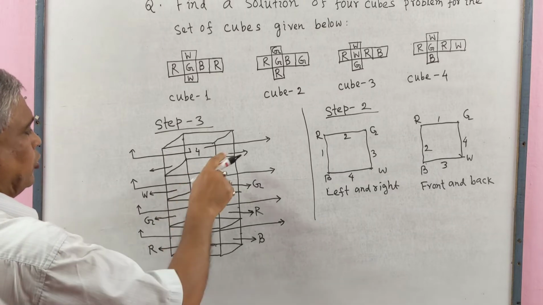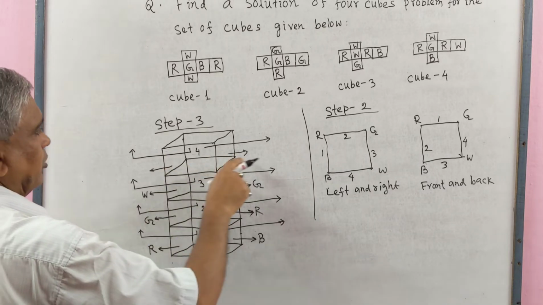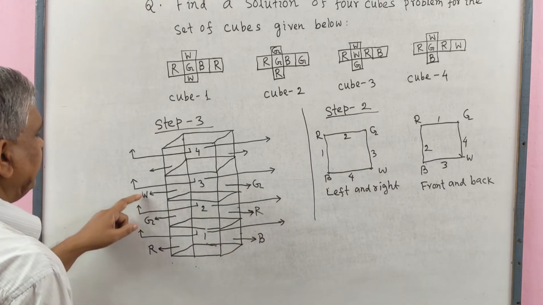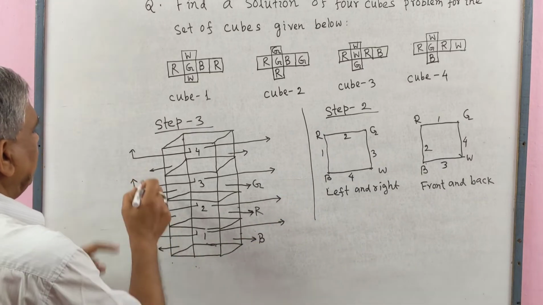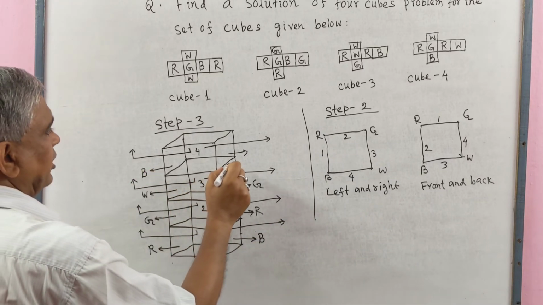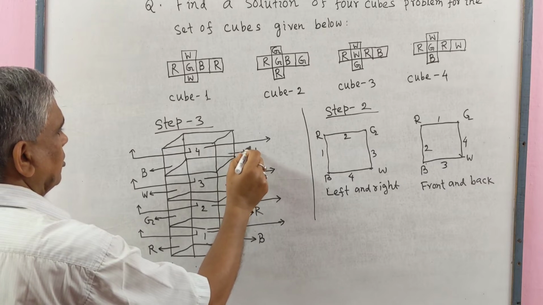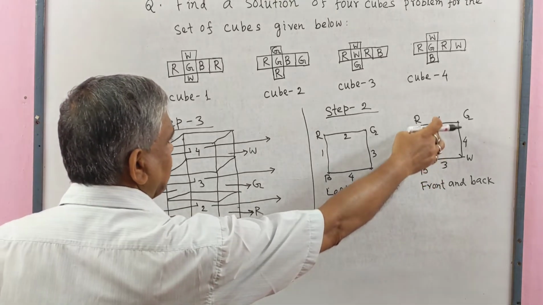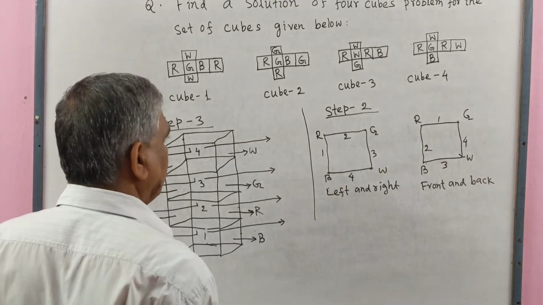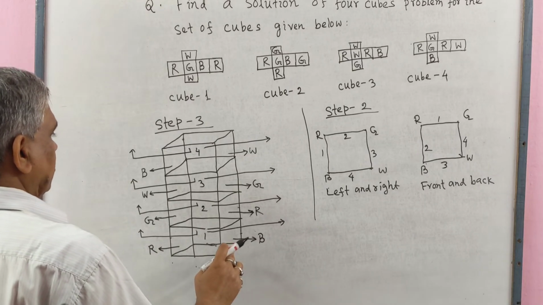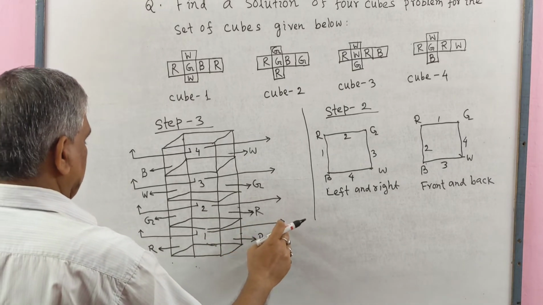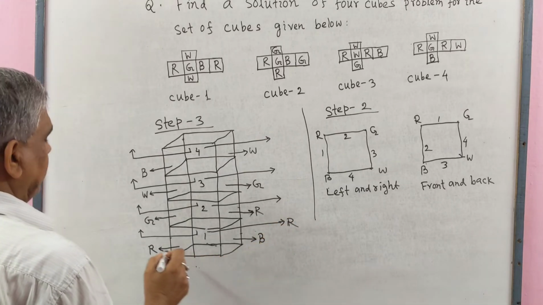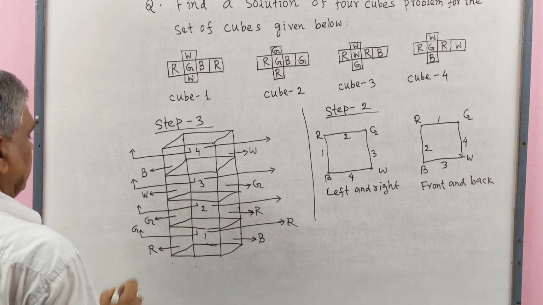In the fourth cube, W and B. Already we have W in the left face, so we give B here. So here will be W. Now we give color to front and back. Here for the first cube, we may give R and G. Here we may give color R and here we may give G.